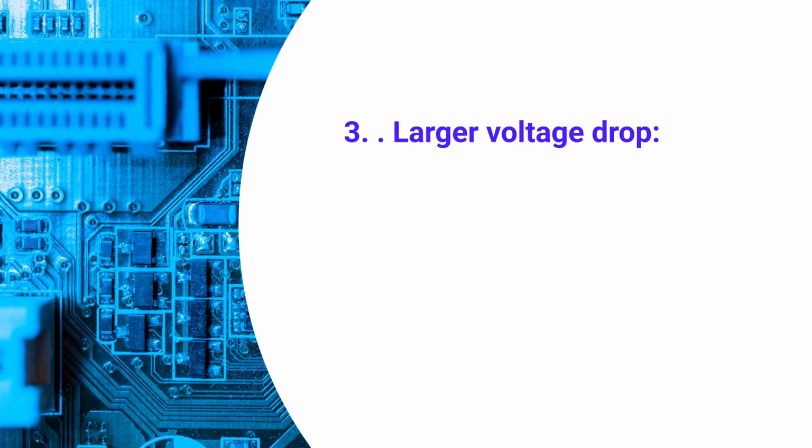If output is decreasing, that means efficiency is decreasing, because efficiency is equal to what? Output upon input.